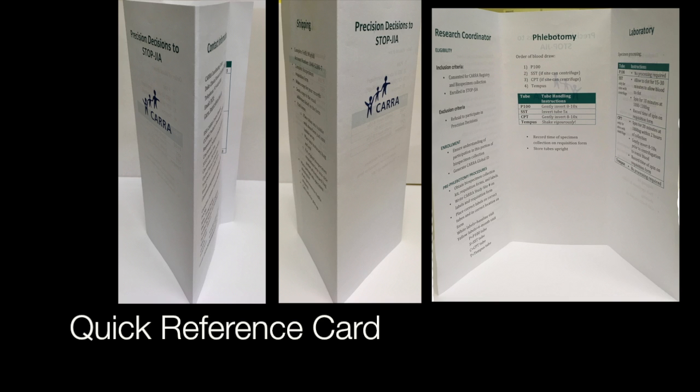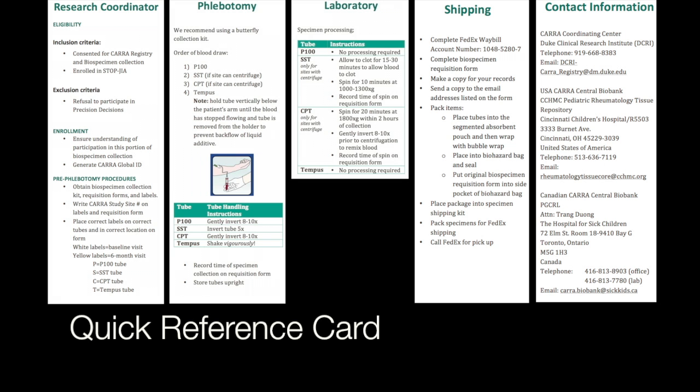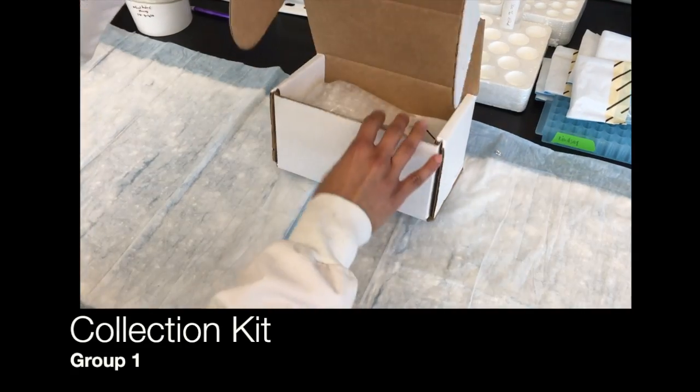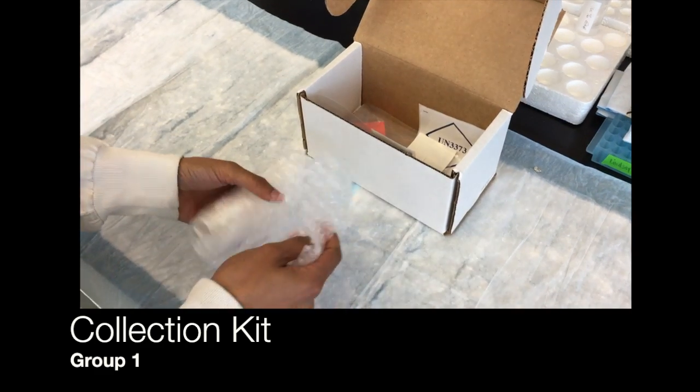The Quick Reference Card contains information and instructions for research coordinators, phlebotomy, laboratory staff, shipping, as well as contact information. If desired, you can cut your Quick Reference Card and distribute the information to the appropriate staff members at your site. This is the kit you will use each time a patient is enrolled in Precision Decision.